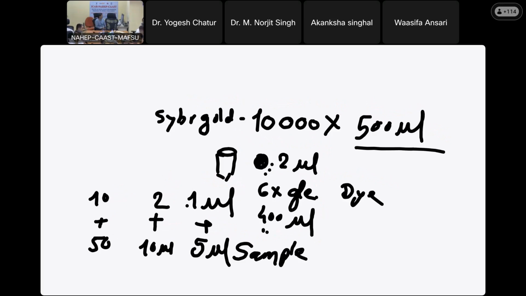The next one is EvaGreen, which is also sensitive, as sensitive as SYBR Gold, but EvaGreen's peak is at 500 because it's green. I need some in the red range, not in the green range. So SYBR Gold is good.